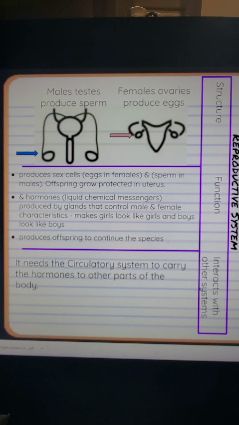The other system that interacts with the reproductive system is the endocrine system. The endocrine system is made up of a series of glands, and the glands that are in the male testes and the female ovaries are also part of the endocrine system.